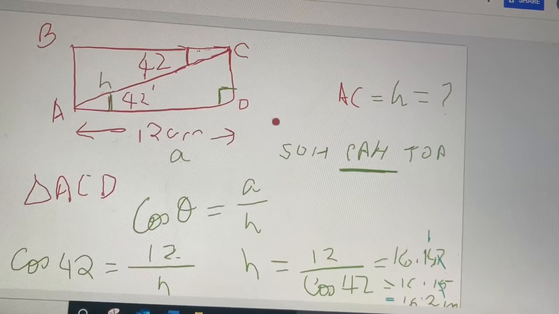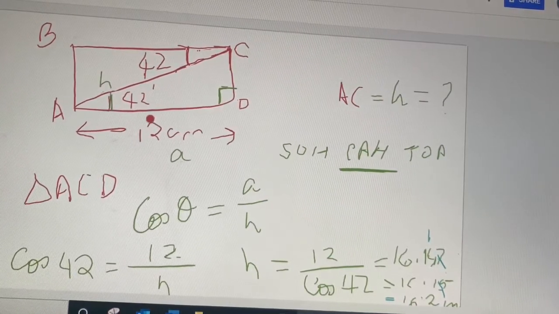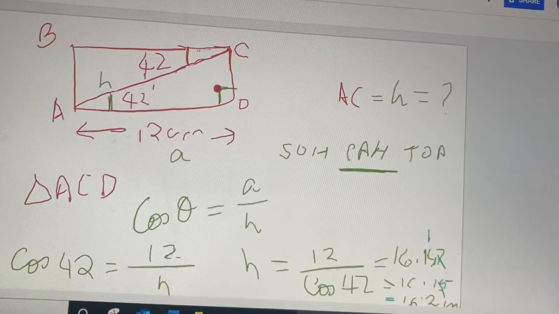We can choose AD as the longer side or we can choose BC as the longer side because a rectangle has two longer sides. So we can use either triangle. If we are going with AD, we need to choose the triangle ACD, because in triangle ACD we have one angle, angle D, equal to 90 degrees, and the angle of 42 degrees is given because the diagonal is making 42 degrees with the longer side.